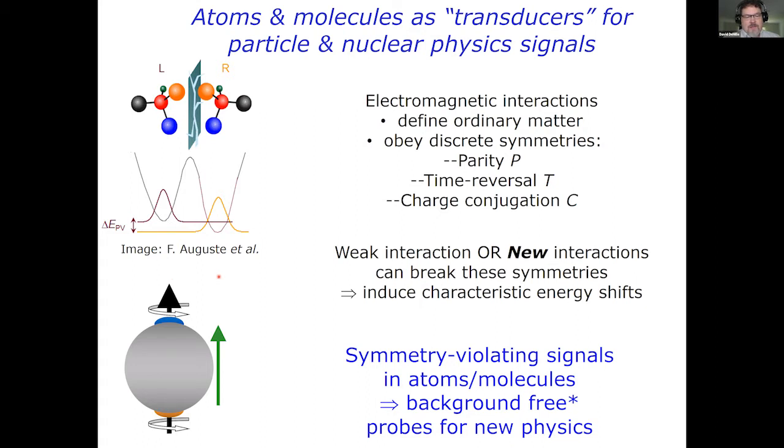So the thing to keep in mind here is these symmetry violating signals in atoms and molecules act as a sort of background free probe for new physics. It means that you don't necessarily need to make an extremely accurate measurement. You only need to make a very sensitive measurement, which is still hard, but not quite as hard as making absolute accurate measurements. And you notice the asterisk, we'll see there are some caveats to this.